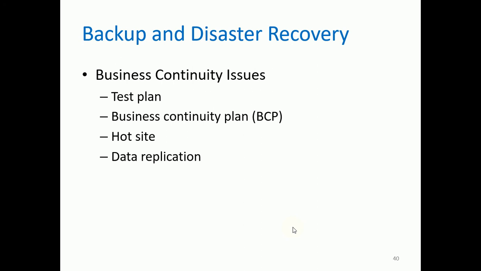And then the business continuity plan, of course, by the word itself, covers what the company will do if ever there is a disruption in the business processes of the company. It also includes a hot site, meaning if there is a disruption in the business processes, there should be an alternate location where the business processes can continue operation. And the hot site requires data replication from the main site, because if there is a disruption in the main site, the hot site can continue the operations.